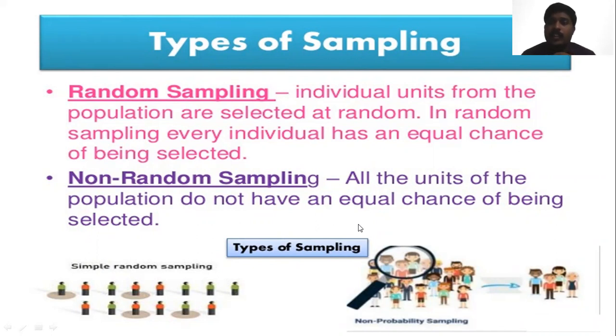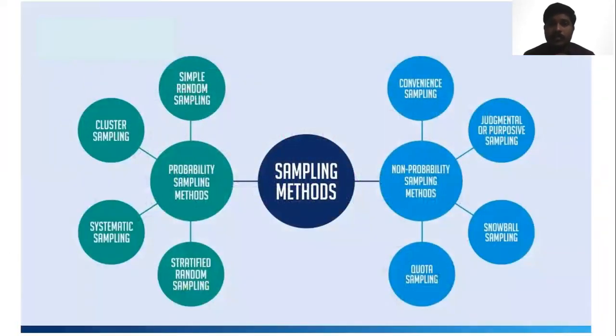So we can use these types of samplings with respect to our research. Normally we can use random, otherwise we can choose the non-random sampling. So in the random sampling method, there are probability sampling methods: simple random sampling, cluster sampling, systematic sampling, and stratified random sampling. In another part, we have convenient sampling, judgmental or purposive sampling, snowball sampling, and quota sampling.